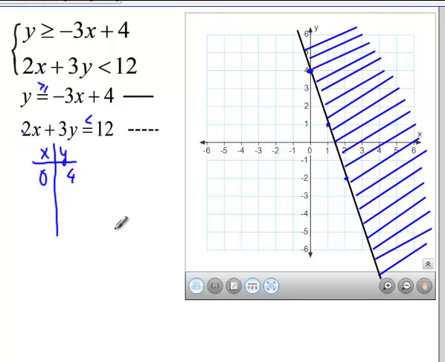Now, let's pretend right now that y is 0. So if y equals 0, what is going to be the value of x? This term right now, 3y, 3 times 0 is just 0. And what is left is 2x equals 12. So x must be 6.